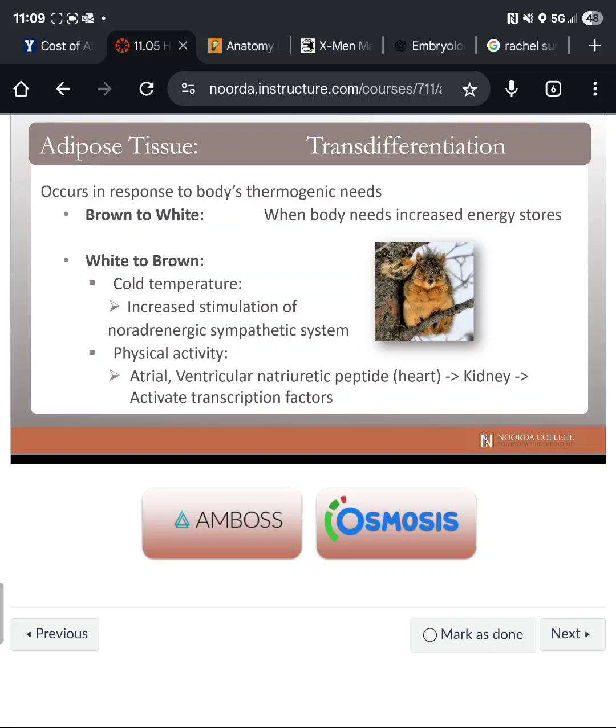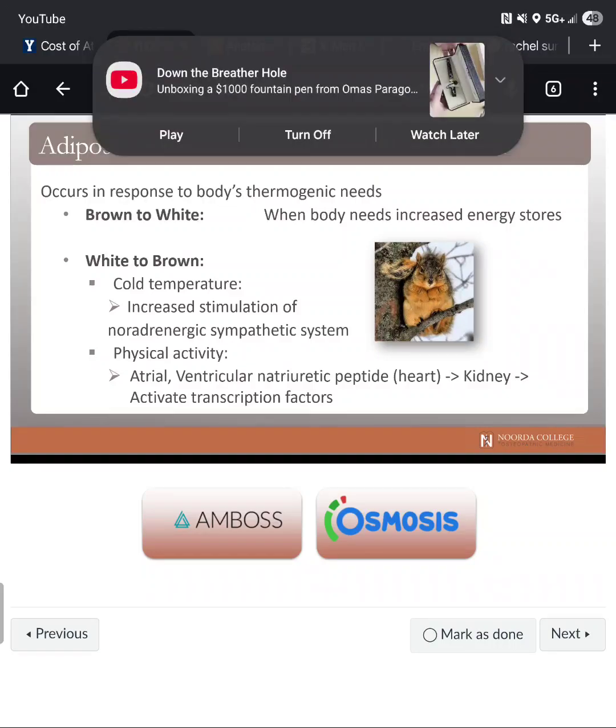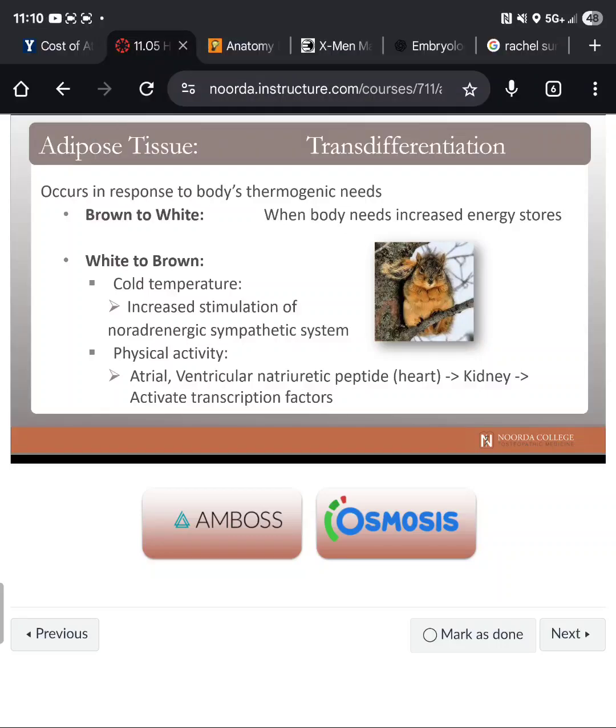This is a very interesting concept, and I'm not an expert at it, but you can read more about it. Atrial and ventricular types of natriuretic peptides are secreted from the heart, which have an effect on the kidney, which then activate various transcription factors to produce the transformation of brown fats. Now, keep in mind that one incidental finding is that brown fats are actually healthier. White fats are commonly associated with cardiovascular disease, diabetes mellitus, metabolic syndrome, etc. So physical activity, I understand, would correlate well with brown fat transformation, which is a good thing.